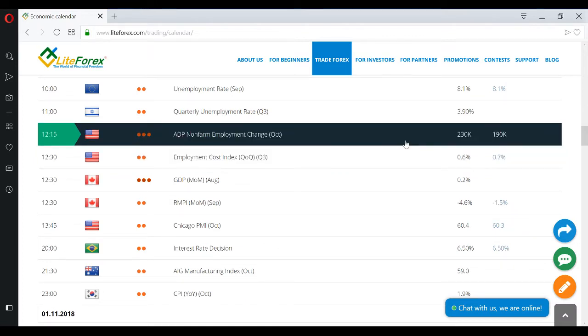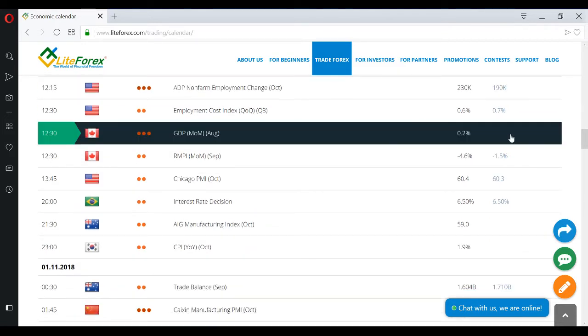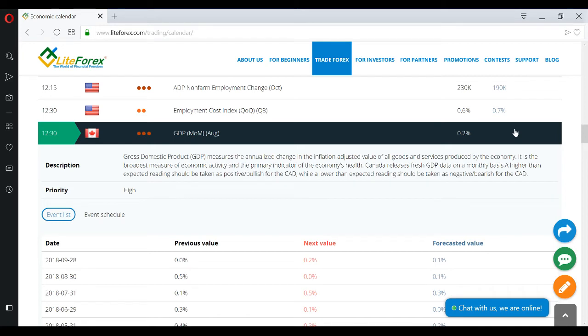During the American session, the attention will be focused on the release of ADP non-farm employment change. This is one of the key indicators of the US labor market, and many traders actually use this indicator to predict the NFP reading, the reading of non-farm payrolls, which will be released on Friday, November the 2nd. So there is some correlation between ADP and NFP, so we can trade the US dollar on this event. And another release on Wednesday, Canadian monthly GDP growth, which surely will give traders a chance to trade the Canadian currency.